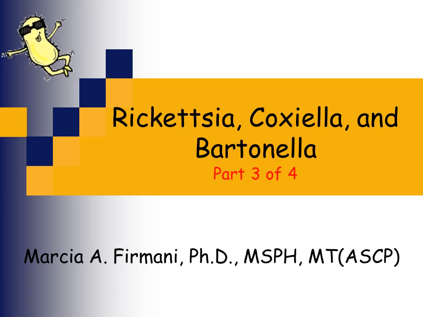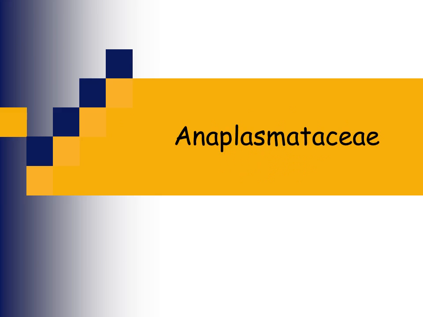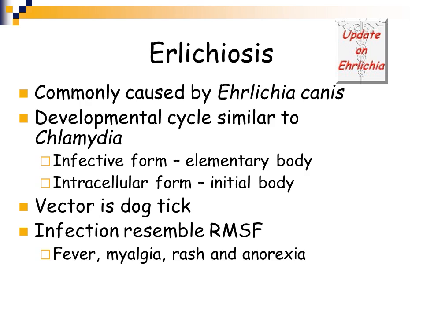We're now in the third part of our Rickettsia, Coxiella, and Bartonella lecture. And in this lecture, we're going to focus on the Anaplasmataceae family. Now remember, the Anaplasmataceae family is a different family than the Rickettsiaceae family, although the organisms do have some similarities.